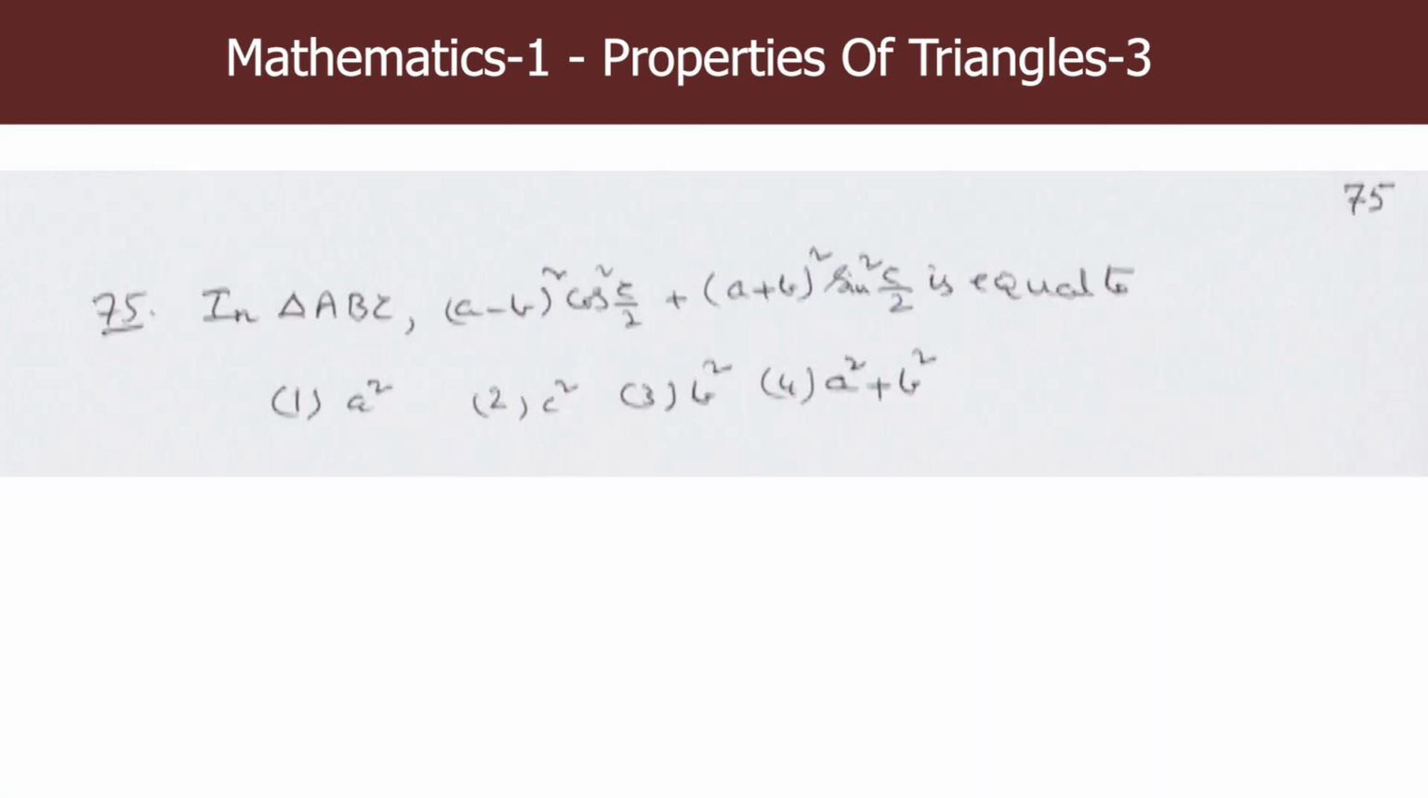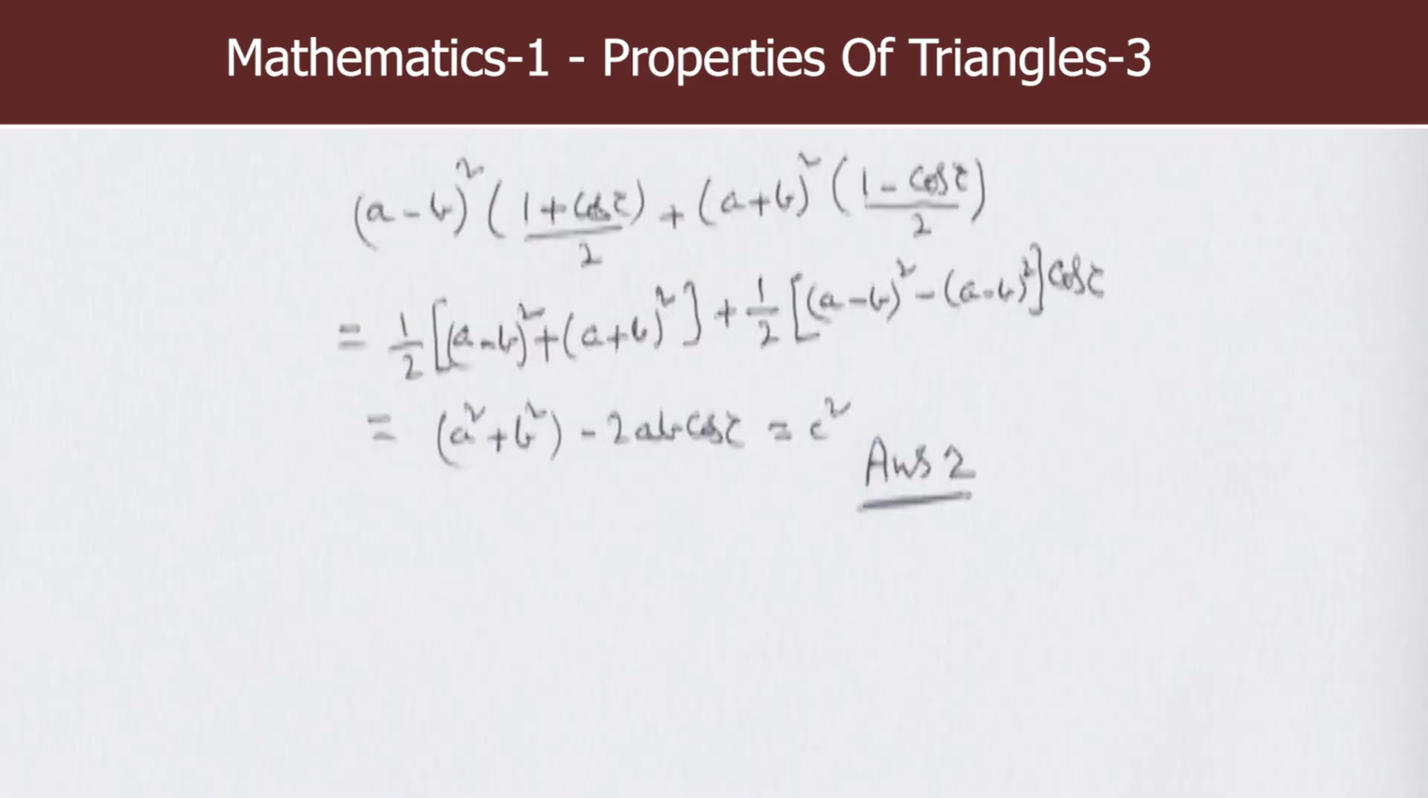In triangle ABC, a minus b whole square cos square C by 2 plus a plus b whole square sin square C by 2 is equal to: 1, a square; 2, c square; 3, b square; 4, a square plus b square. Now the given expression is a minus b whole square into 1 plus cos C by 2, plus a plus b whole square into 1 minus cos C by 2.